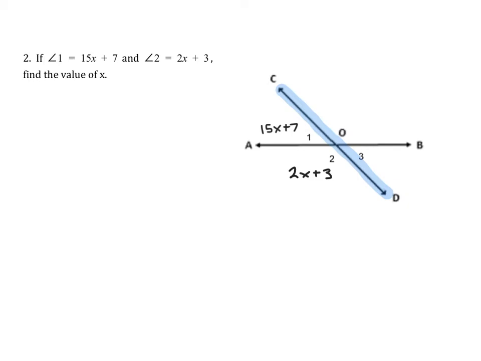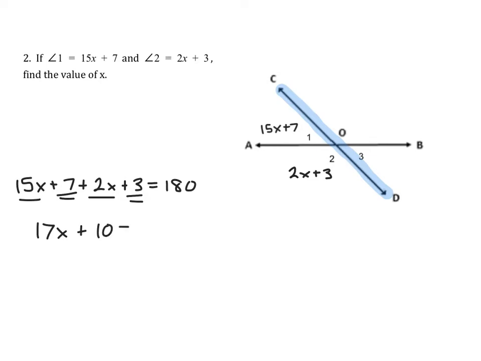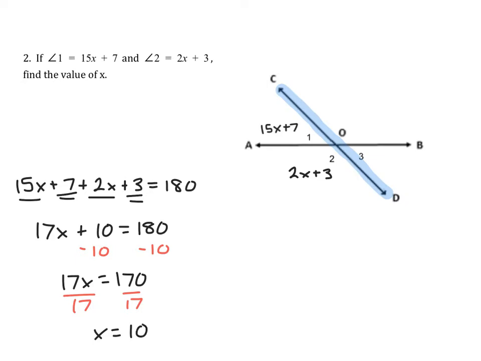So we can say 15x plus 7 plus 2x plus 3 equals 180. So we can combine like terms. And we can finish solving for x. So we get x equals 10. Now check your original question. They ask us to find the value of x, which means we are done.